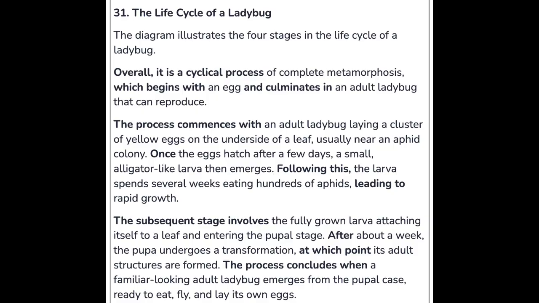The process commences with an adult ladybug laying a cluster of yellow eggs on the underside of a leaf, usually near an aphid colony.